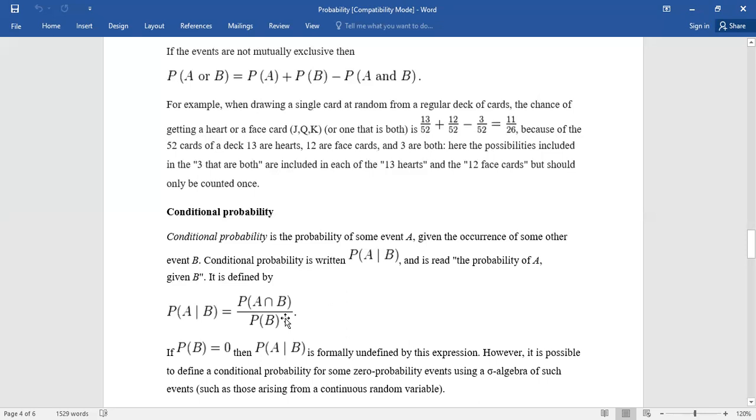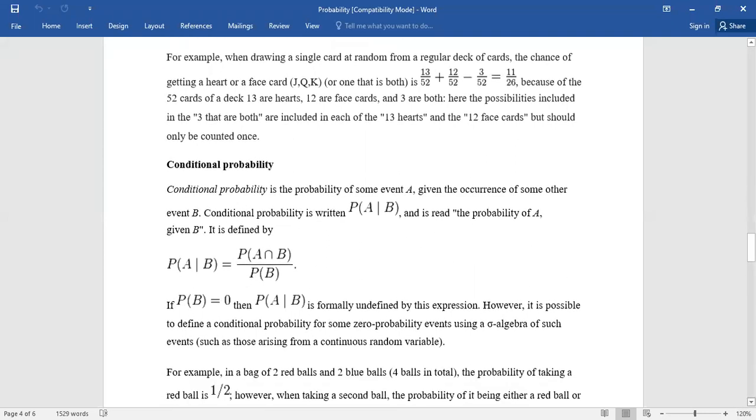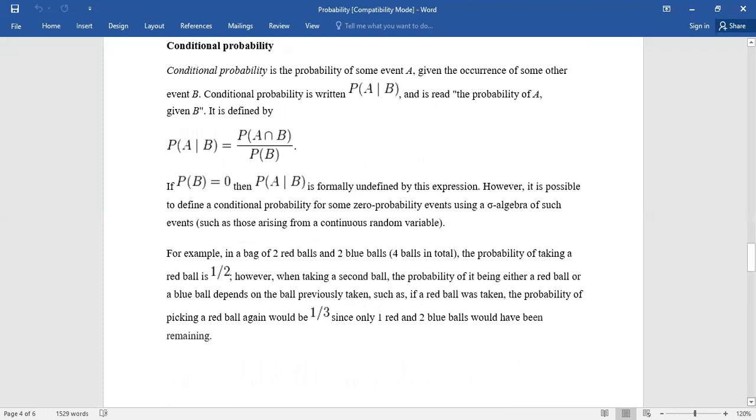In other words, if the probability of B is not happening, then the probability of A given B is formally undefined by the expression. So it is possible to define a conditional probability depending on what you want from the events or from the underlying event. That's the simplest that I can explain. We've been given an example there.